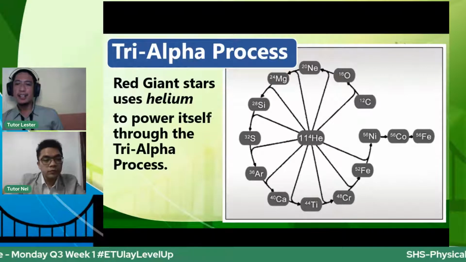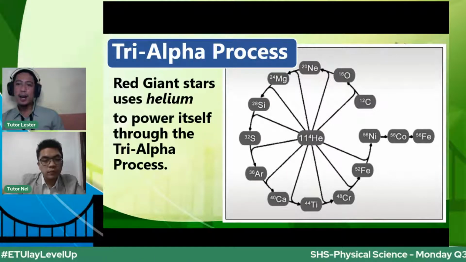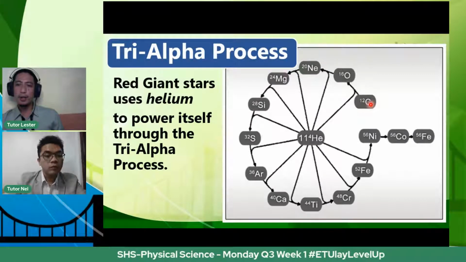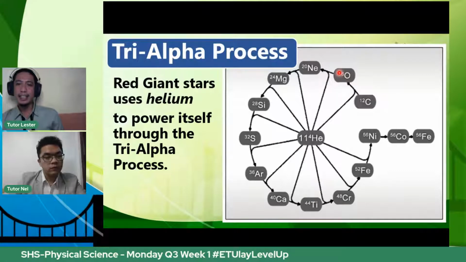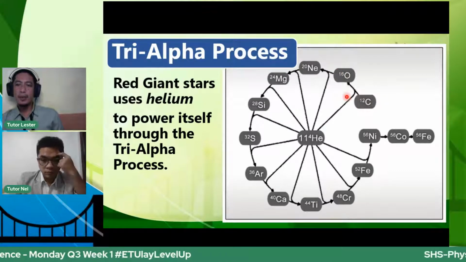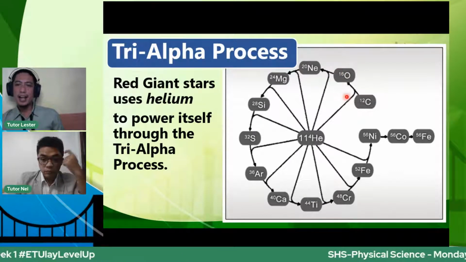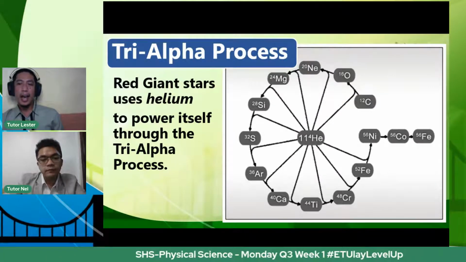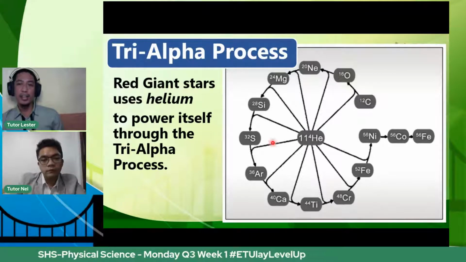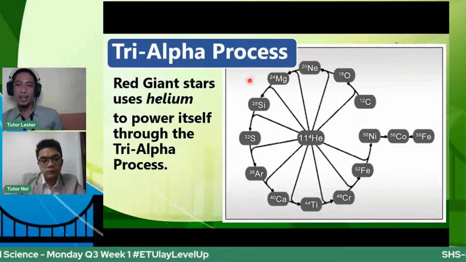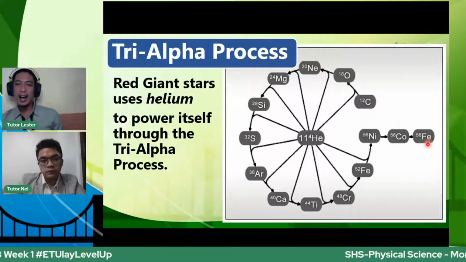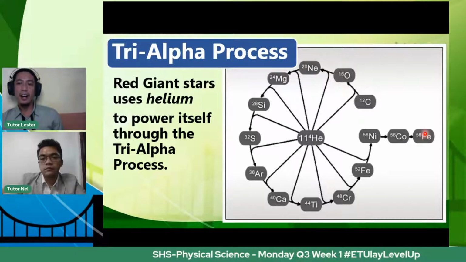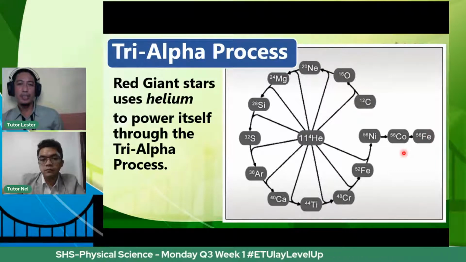So sa tri-alpha process, nagsisimula ang proseso sa pagsasanib ng carbon-12 at helium to form oxygen-16. Ang helium-4 at oxygen-16 ay bubuo ng neon-20. Every product fuses with helium-4, gaya po ng nakikita nyo po sa slide, until iron is formed. And all these iron are deposited in the core of the stars.